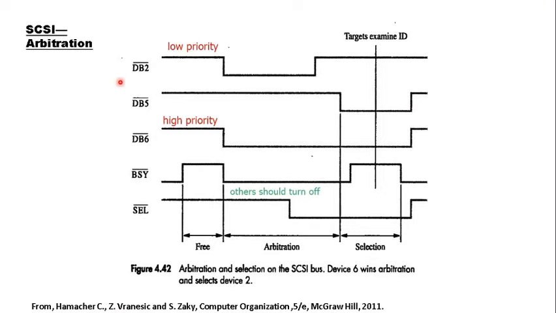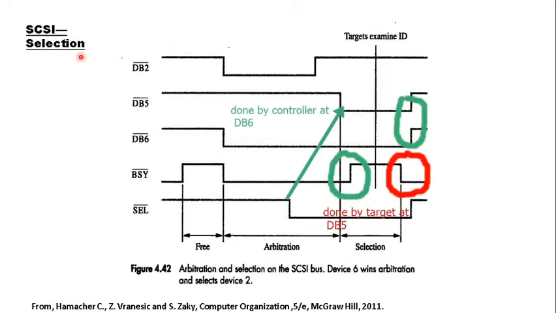Okay, so after the arbitration stage, we have DB6, our main SCSI controller, controlling the SCSI bus. Now we have the selection stage. As I told you, in any communication there should be two parties, right? So after the arbitration mechanism, our main SCSI controller is in charge of the bus, but it needs to communicate with the target, which is DB5. So DB5 should be chosen as a candidate for communication. So how is that done?